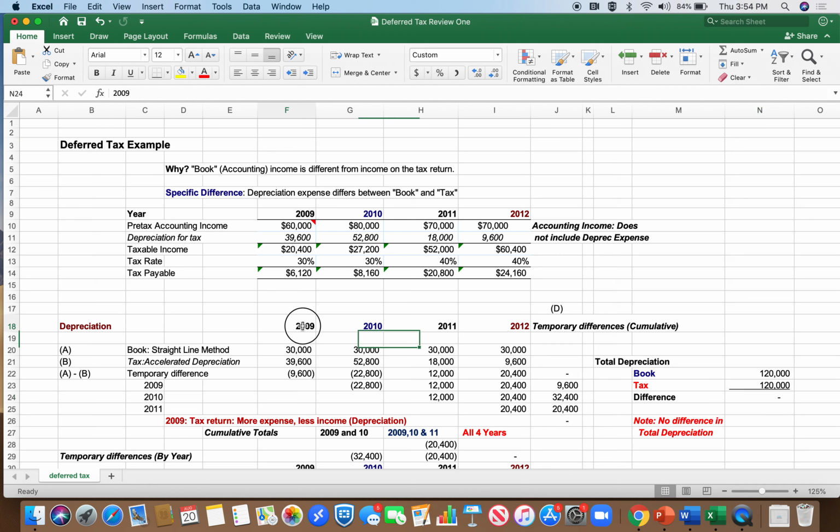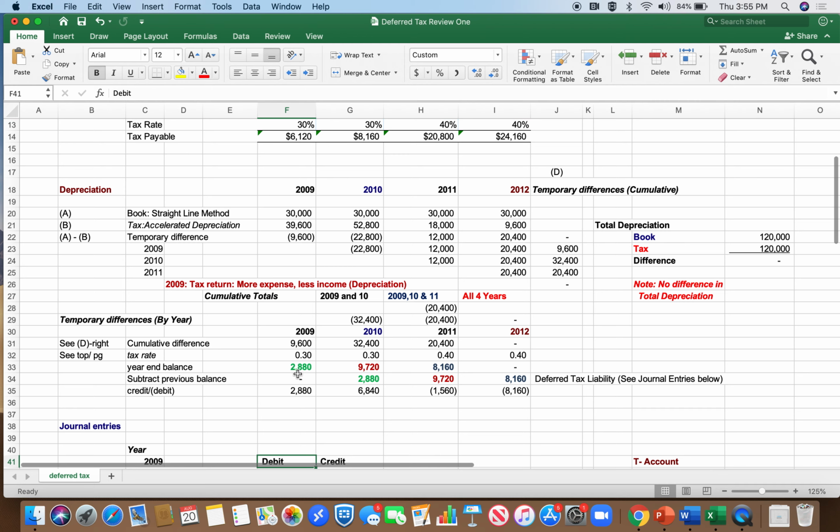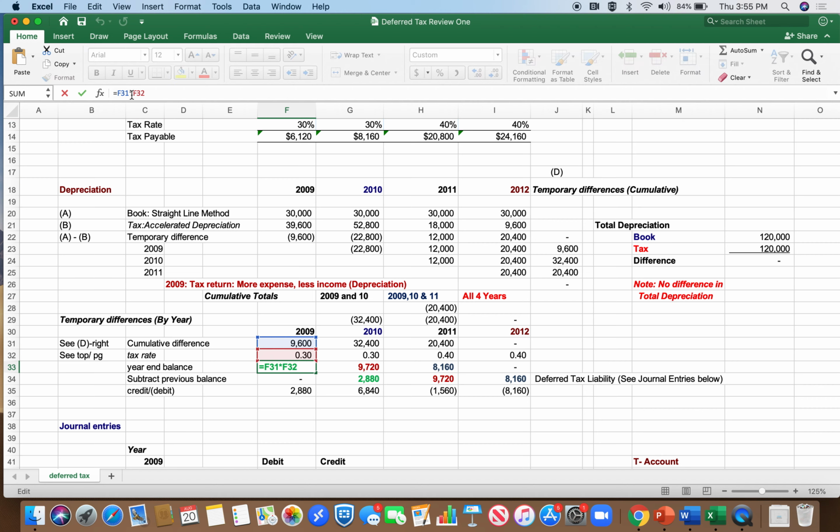So let's take '09. We have a difference between book and tax, and we have a temporary difference of $9,600. We have more tax depreciation than book. So what does that mean? Well, if I take that 9,600 and I multiply it by the current tax rate, and you'll see that the tax rates differ, which makes it more complicated, which is typical. If I multiply the temporary difference, 9,600, by 30% tax rate, I get 2,880 as a temporary difference after tax. So what does that mean?